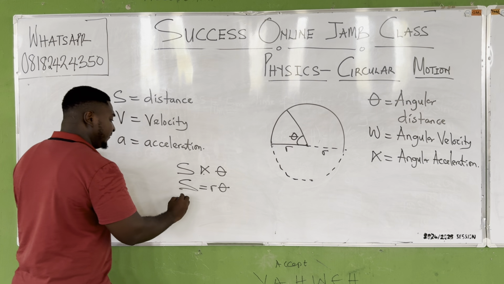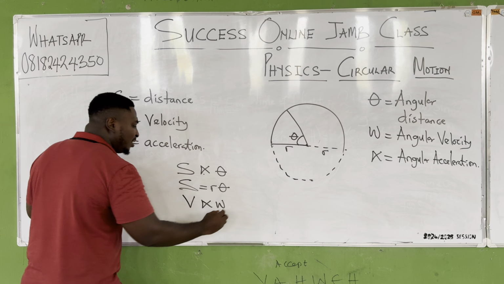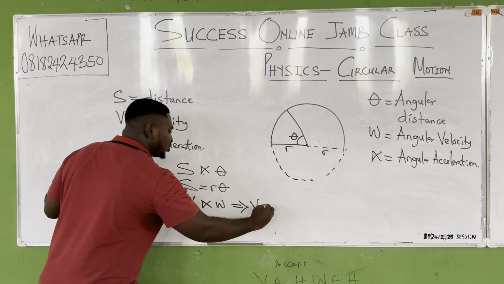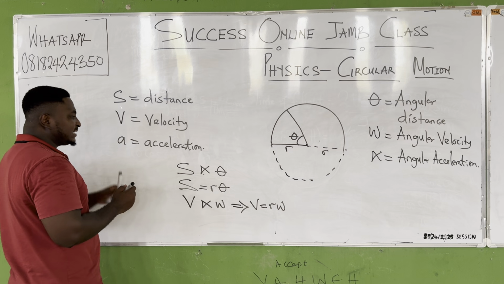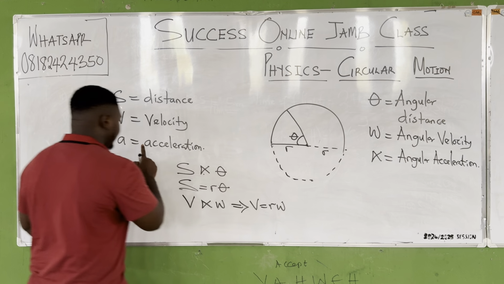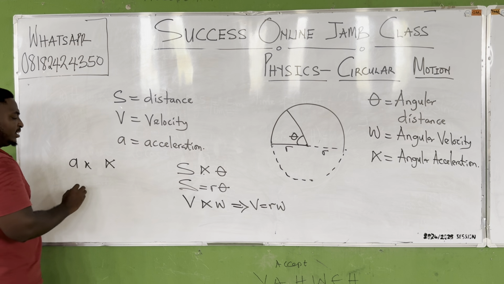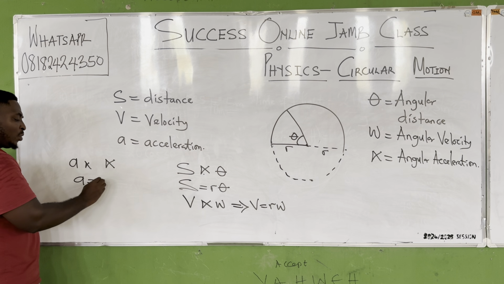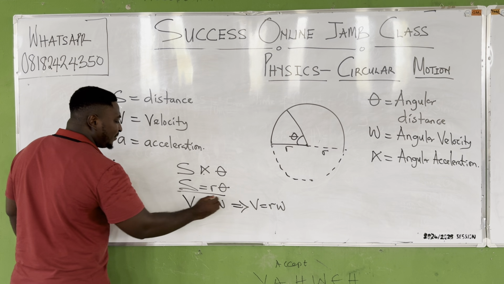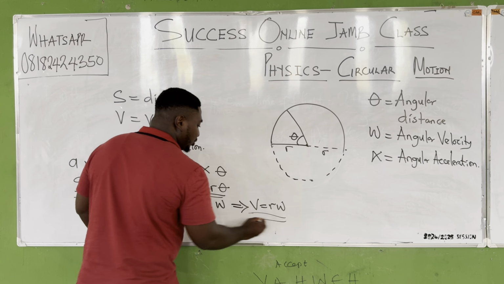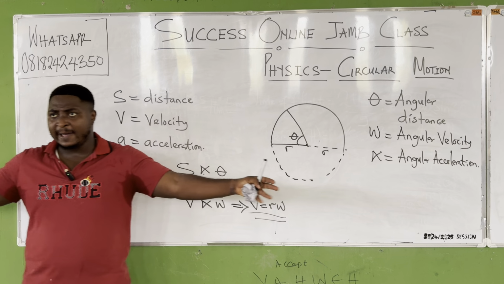Also, the linear velocity V is directly proportional to the angular velocity omega, so that when the constant comes in, we have V equals R omega. And the last one, the linear acceleration A, is directly proportional to the angular acceleration, alpha. So when a constant comes in, it becomes A equals R alpha. These are the three key formulas that you should know if you're dealing with circular motion, because these formulas link the parameters of linear motion to those of circular motion.